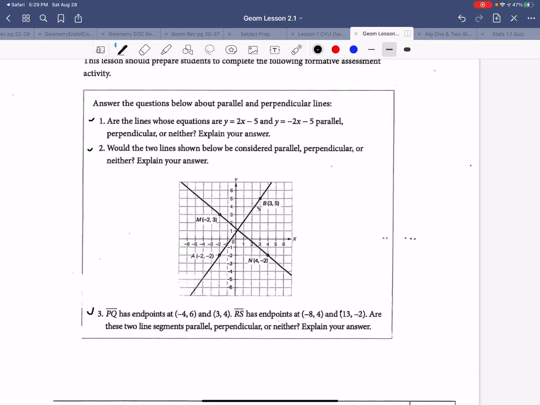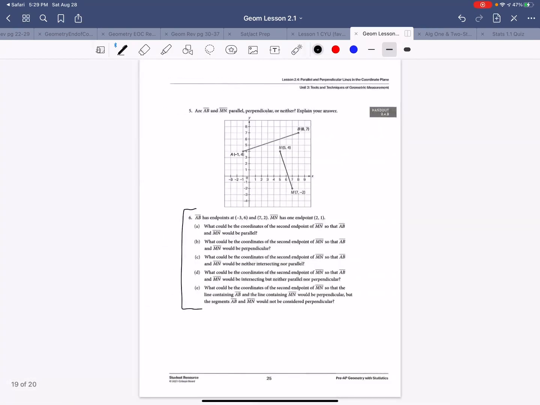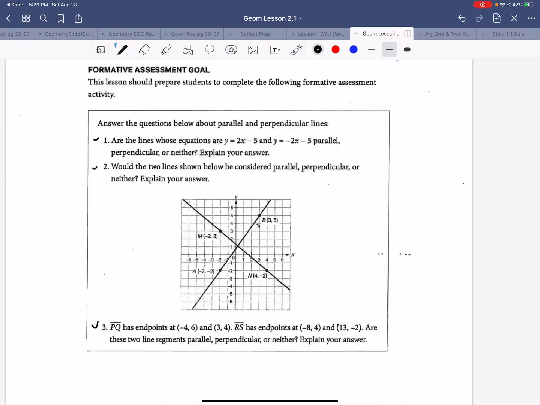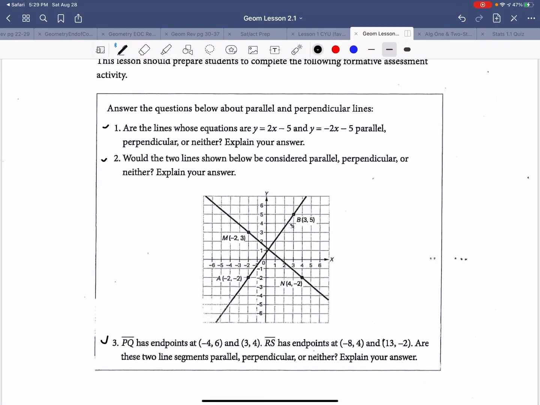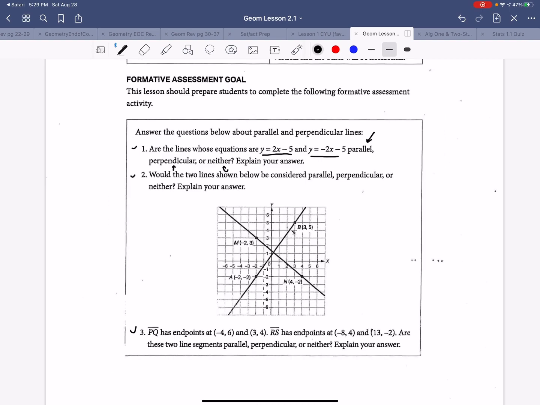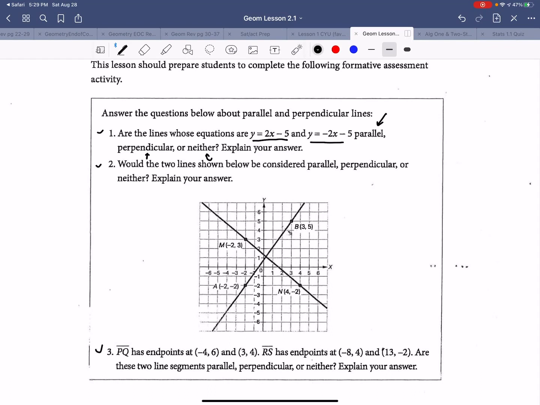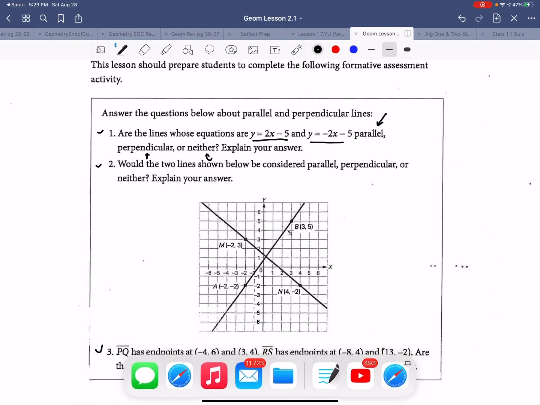All right, so I'm going to start with these questions, and then I'll go back to question number 6 because it has a lot of parts. Question number 1: are the lines whose equations are this and this parallel, perpendicular, or neither? Okay, so the first thing I'm going to do is type this into Desmos. This is a way of using a graphing calculator to check. So it's 2x minus 5 and negative 2x minus 5.